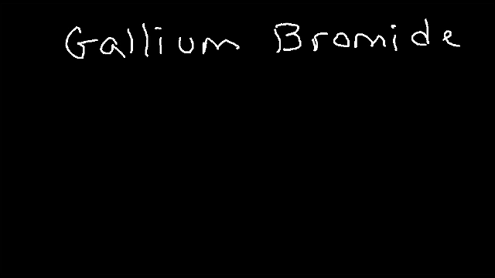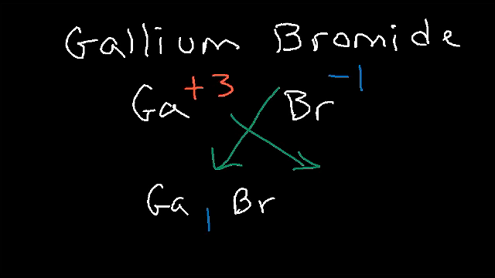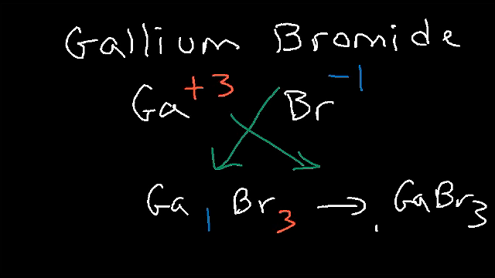So let's find the charge on each element. Gallium as an ion is going to form a +3 charge. Bromide is going to have a -1 charge. So using the crisscross method, it's going to be Ga1Br3. So we could ignore the 1 and leave it as GaBr3. So that's the formula for gallium bromide.